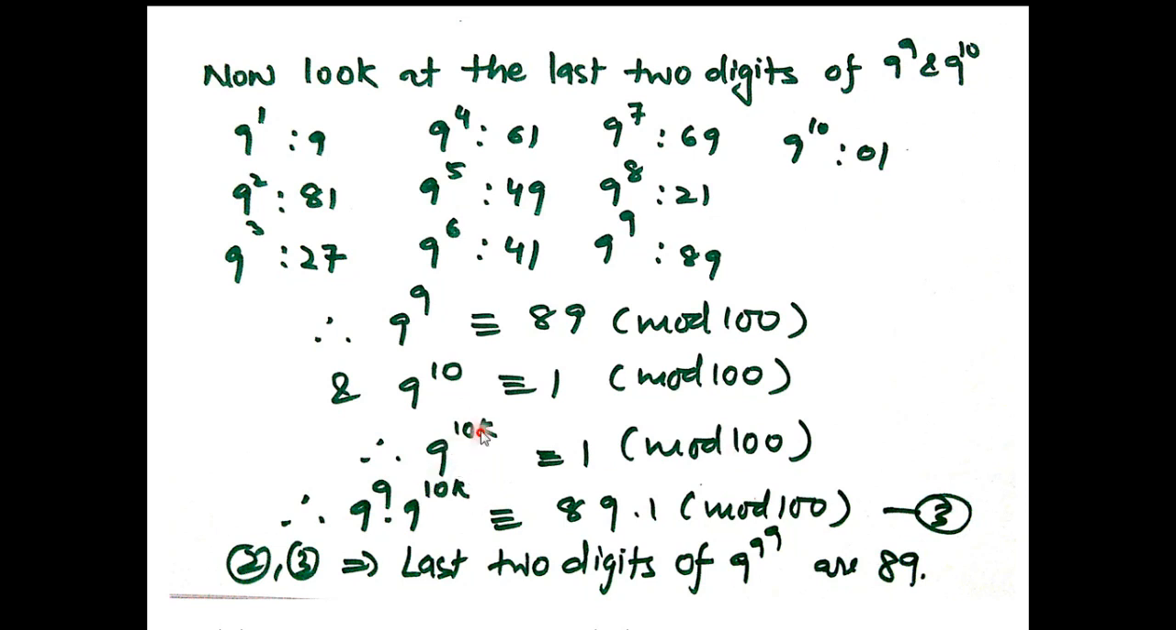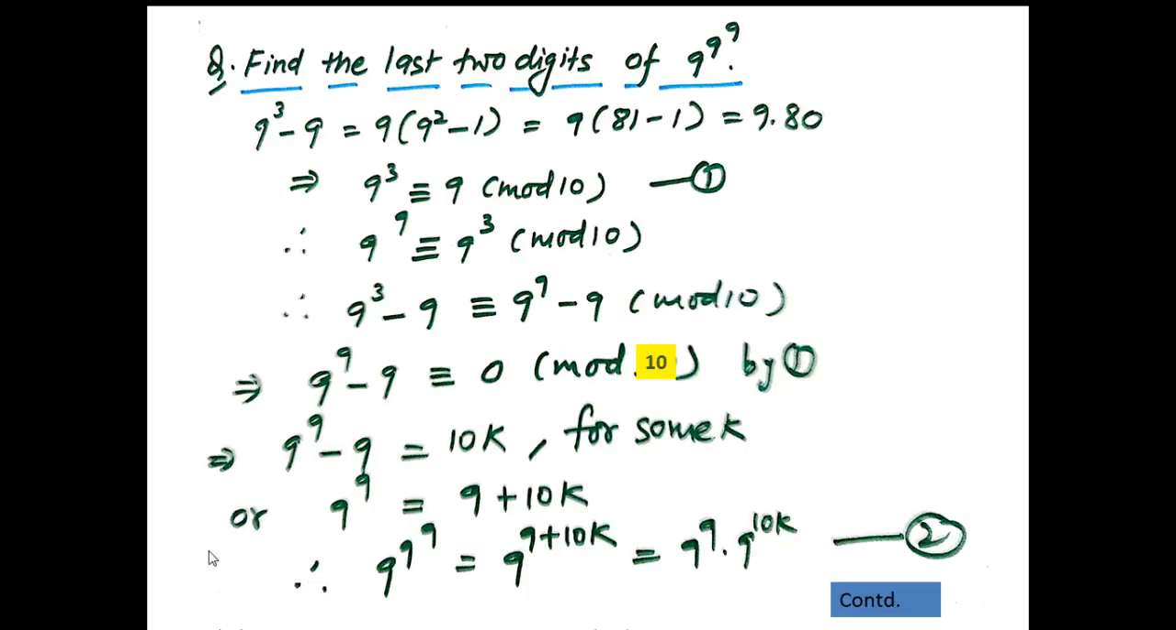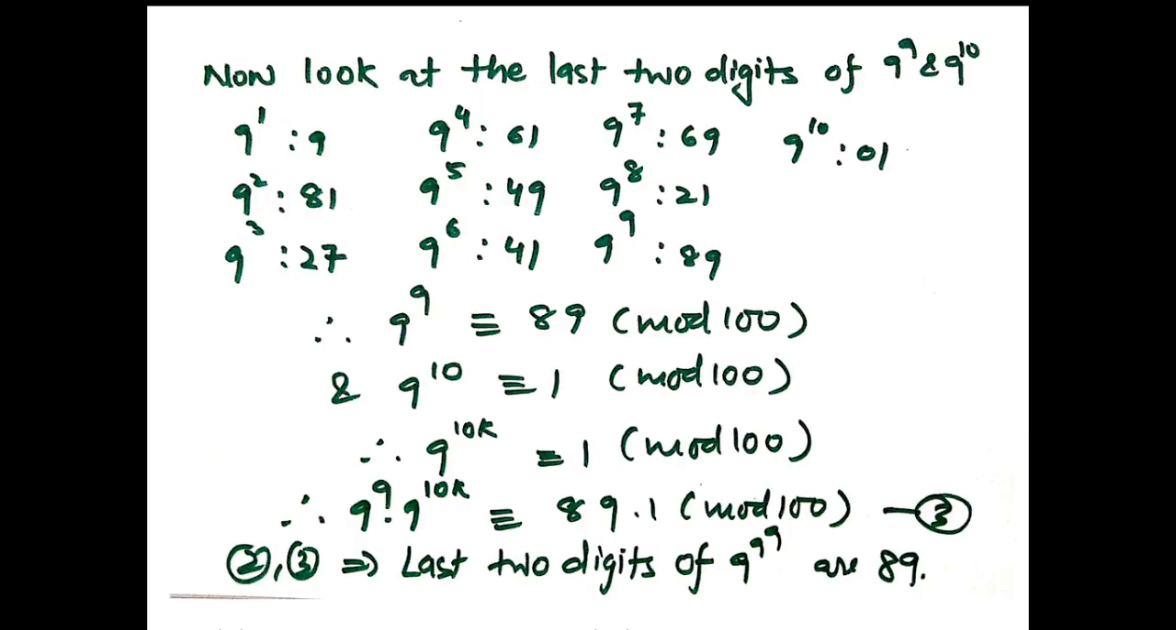Therefore 9 to the power 10k is congruent to 1 modulo 100. Therefore 9 to the power 9 into 9 to the power 10k is congruent to 89 into 1 modulo 100. Then from the second and third, the second says that 9 to the power 9 to the power 9 is congruent to 9 to the power 9 into 9 to the power 10k, and the third is like this. So from 2 and 3, the last two digits of 9 to the power 9 to the power 9 are 89.